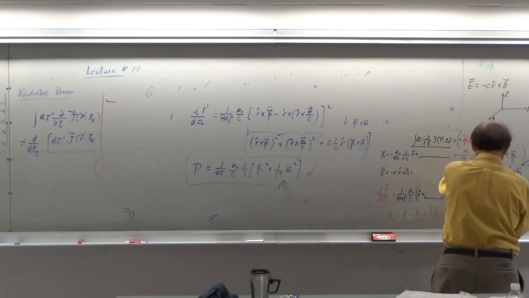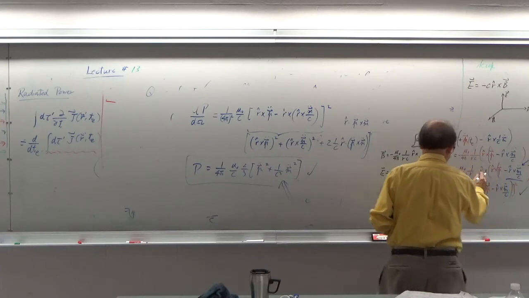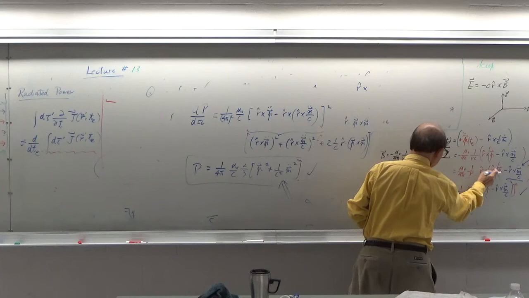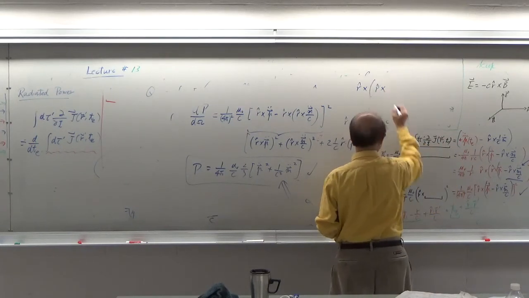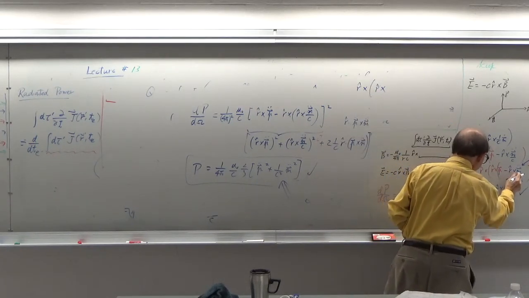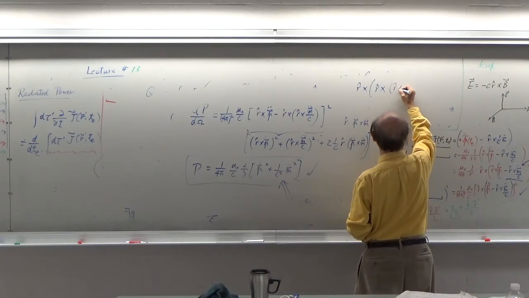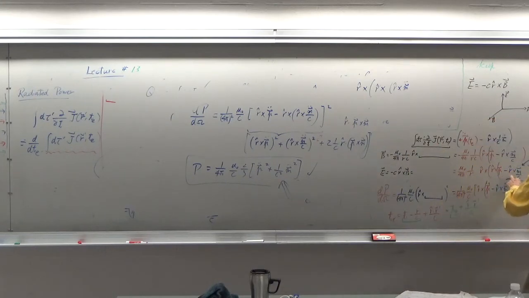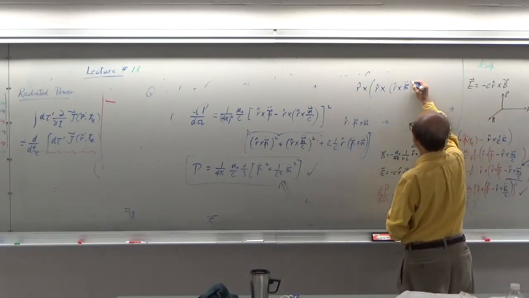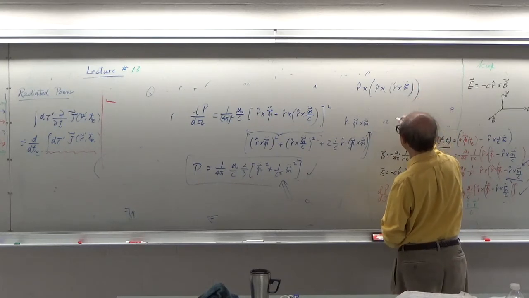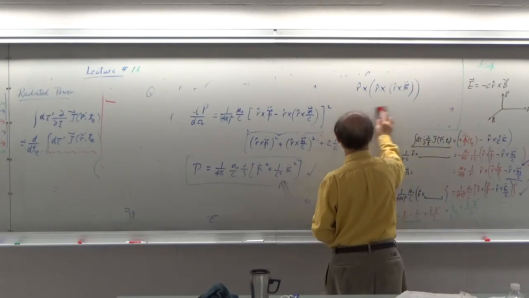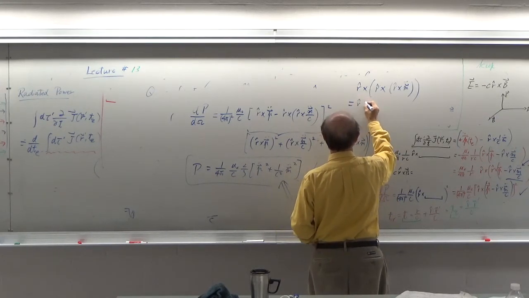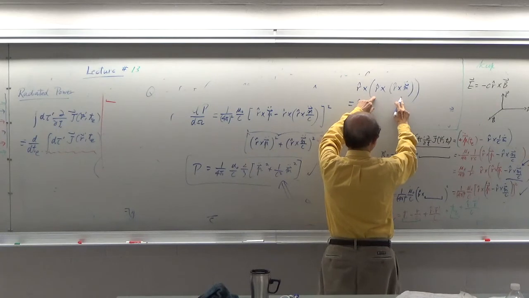So I have here, look at this, it's terrible looking. It's r hat cross r hat cross r hat cross m double dot. Let me forget about the sign and the factor of c. And what is that? Well, it's in fact not terrible looking. I can use the triple cross product to work this out.